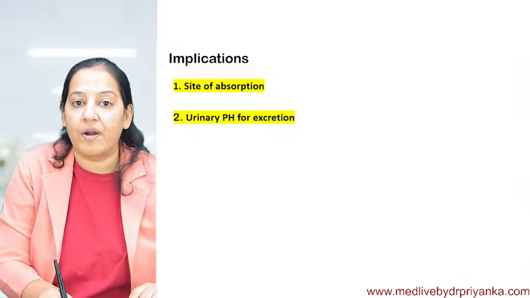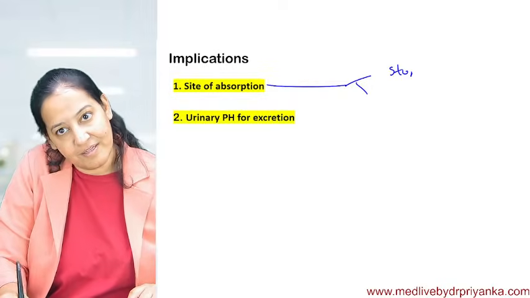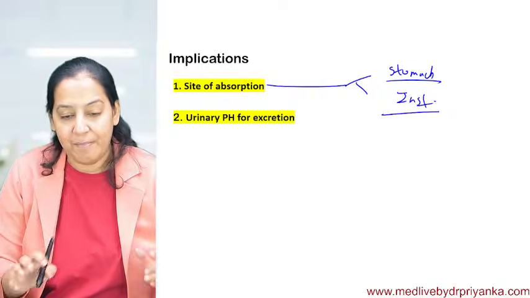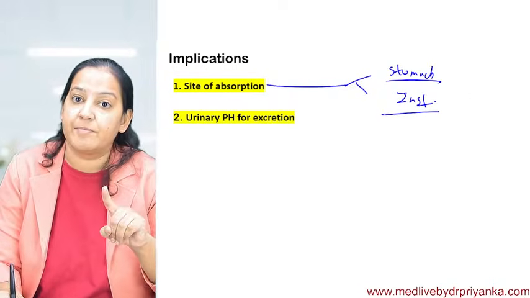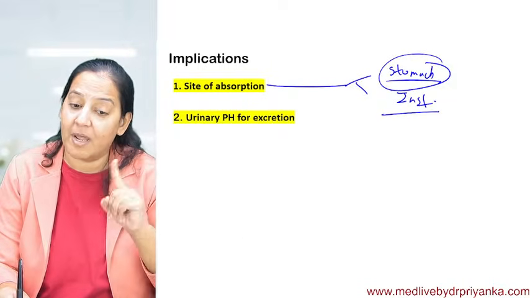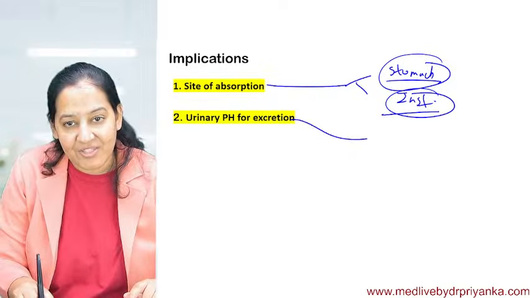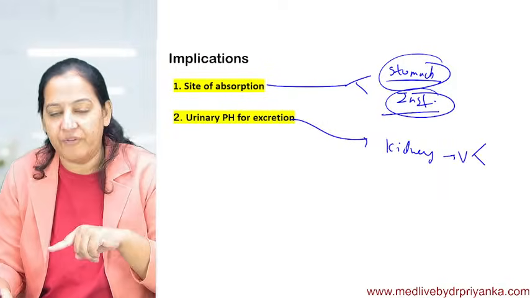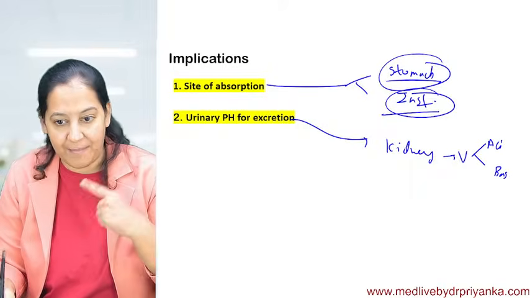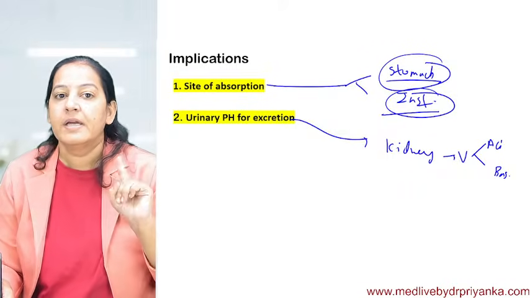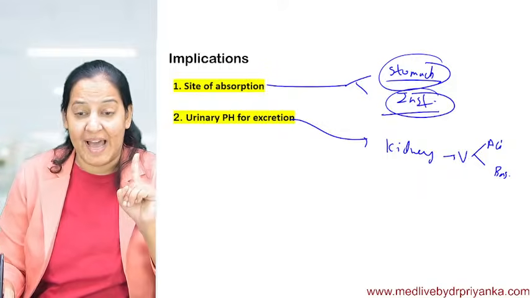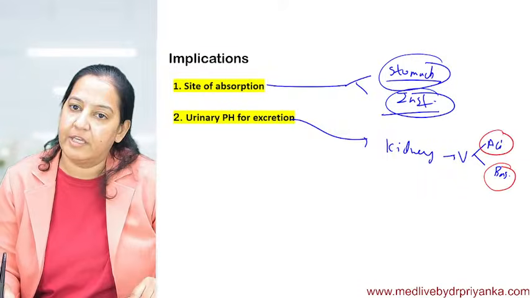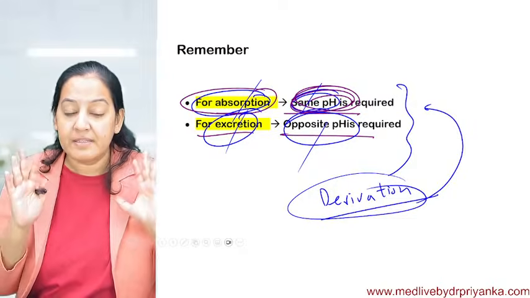For absorption, God has given us two organs, stomach and intestine. Some drugs get absorbed from the stomach, some from the intestine, depending on the nature of the drug. Acidic drugs are absorbed from the acidic medium, that is the stomach, and basic drugs from the basic medium, that is the intestine. But for excretion, God has given only one organ, kidney. In the kidney, urine is formed, but urine can have two different pH, acidic and basic. If an acidic drug has to be excreted, the urine has to be basic. If a basic drug has to be excreted, the urine should be acidic. This is the golden rule.